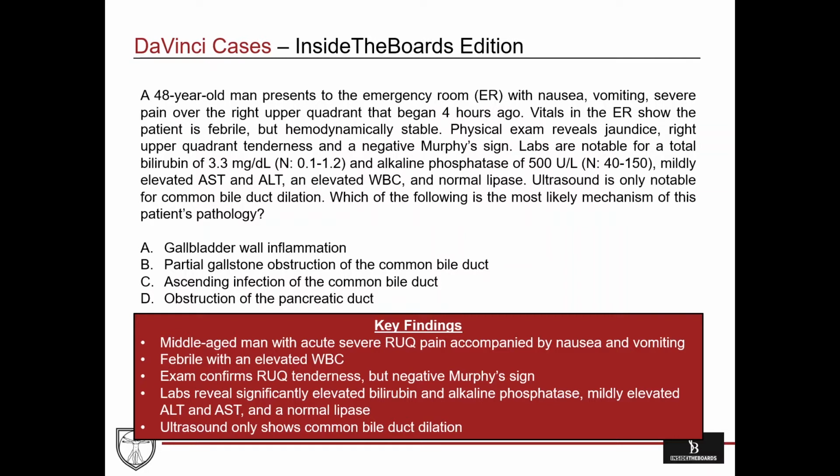And then on imaging, we have a common bile duct dilation on ultrasound exam. So, with all that being said, which of the following is the most likely mechanism of this patient's pathology? So we've got A, gallbladder wall inflammation, B, partial gallstone obstruction of the common bile duct, C, ascending infection of the common bile duct, or D, obstruction of the pancreatic duct.